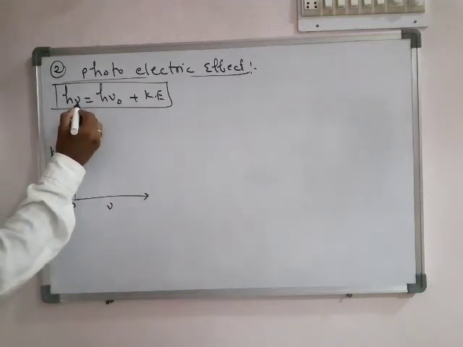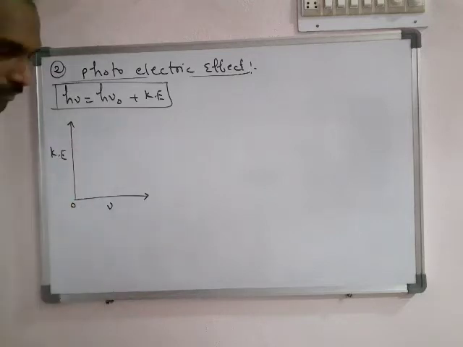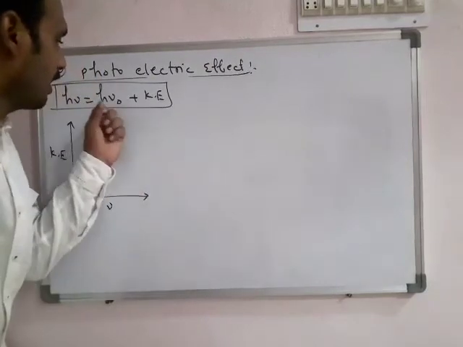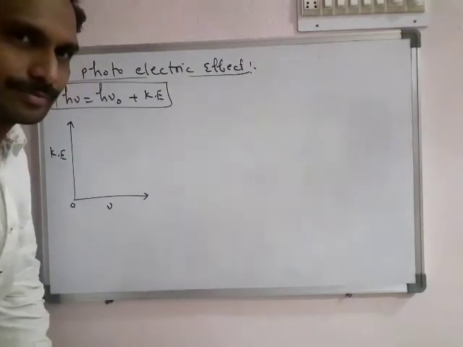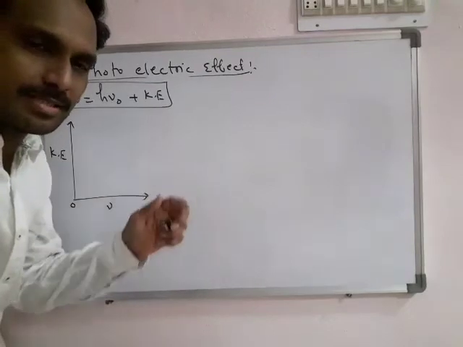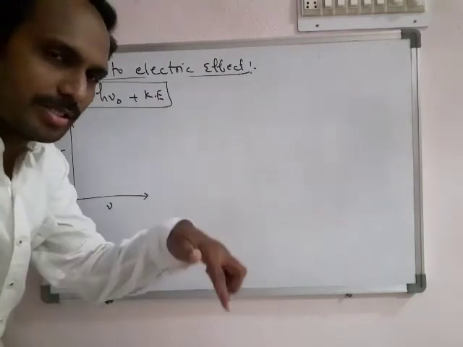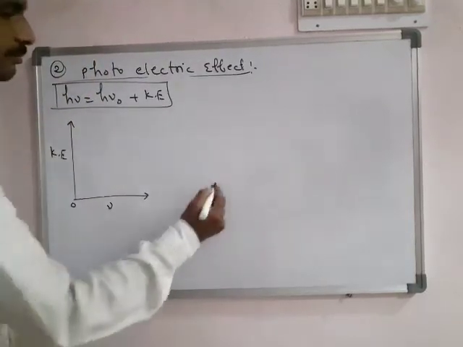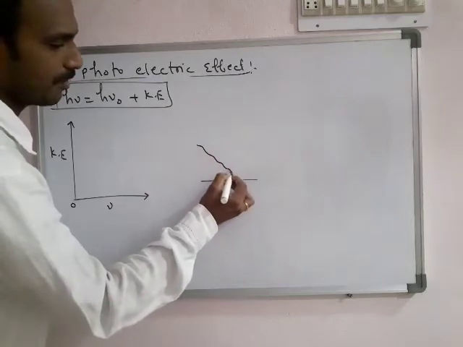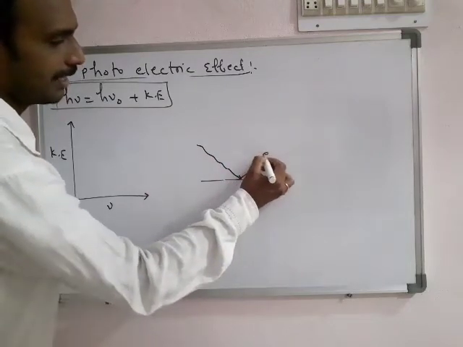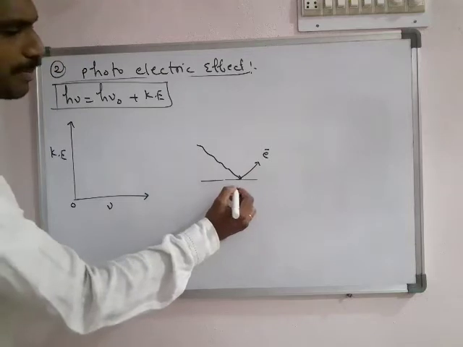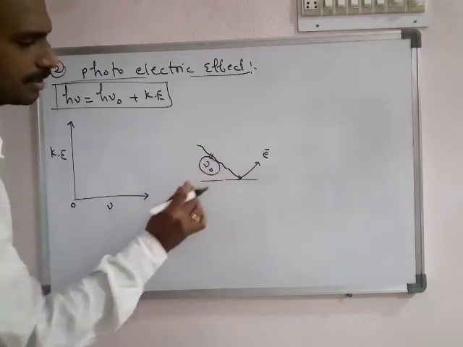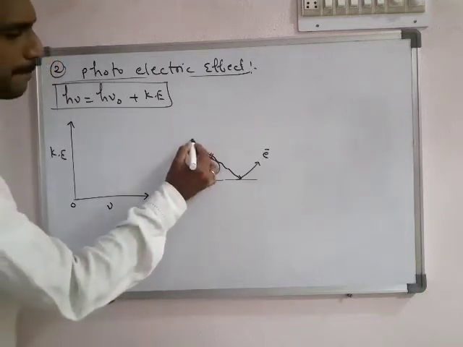as frequency increases, and if you want to get these graphs, you must know something about this concept. In this concept, we discussed that if you pass a beam of light on the surface of the metal, electrons are ejected. But it requires a minimum frequency. And if we pump the light, the minimum frequency on that is called the nu naught. The frequency of the light we pump is nu.